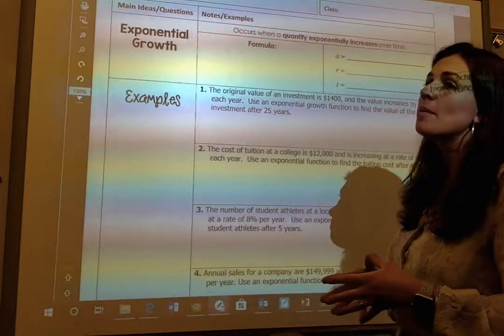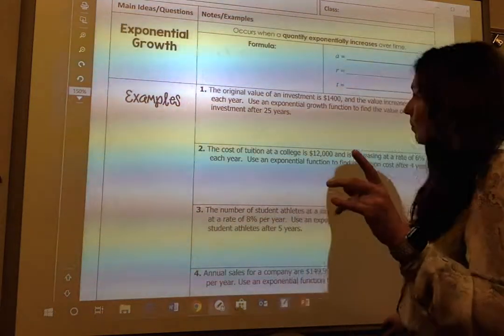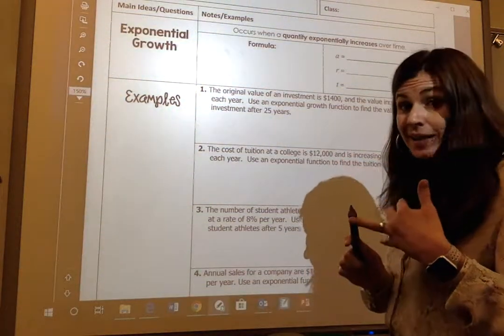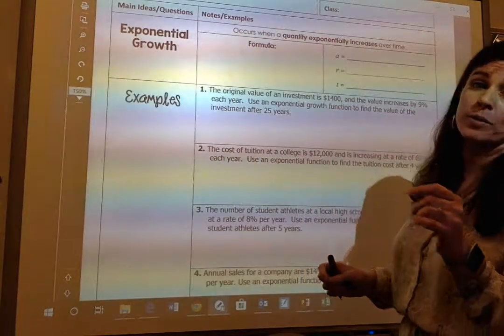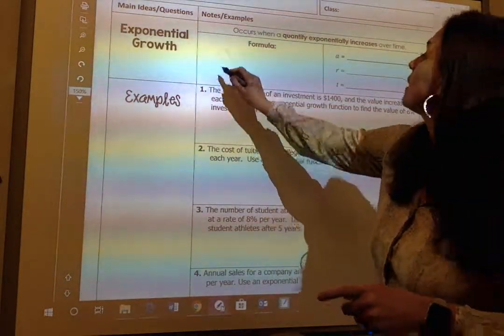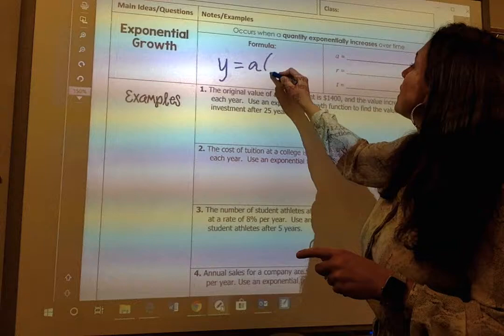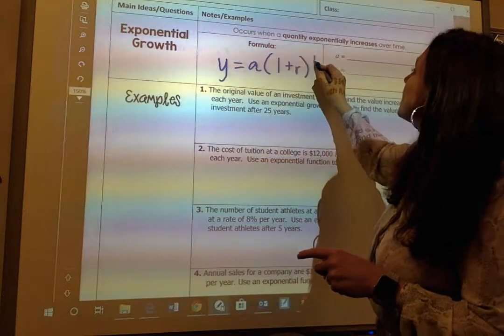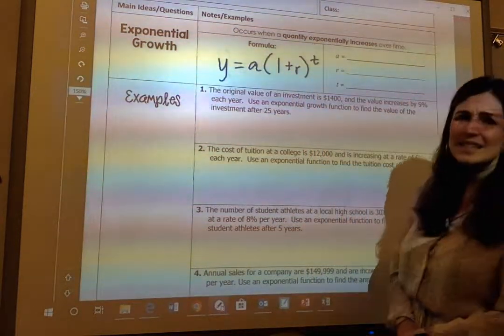And you're going to see a common formula. And this will be on SAT, PSAT, so you really want to know this formula and what it stands for. And it looks like this. Y equals A times 1 plus R to the T power. So what does that stand for?